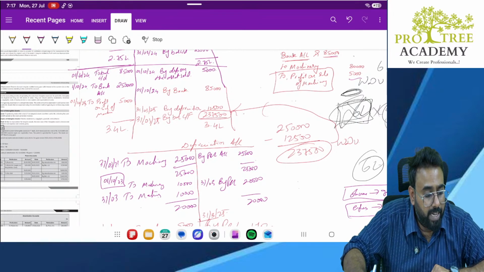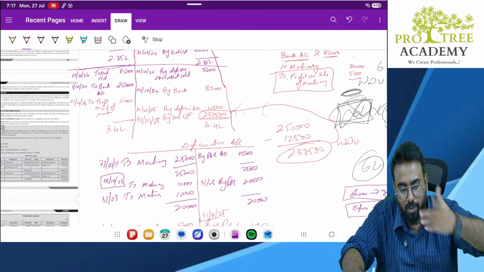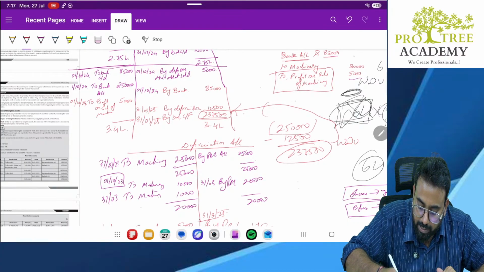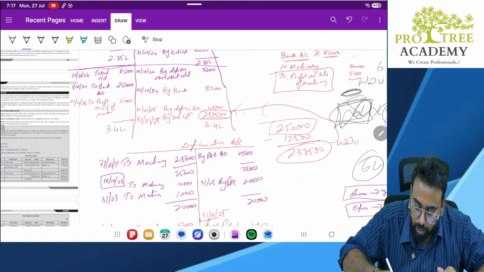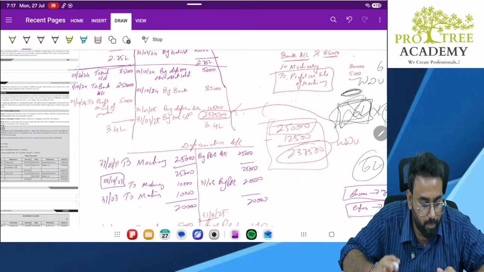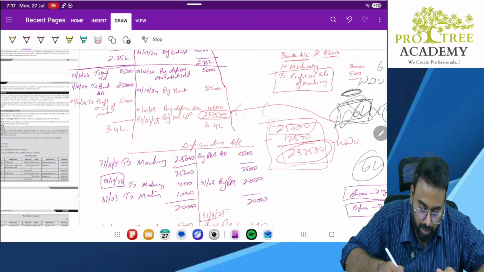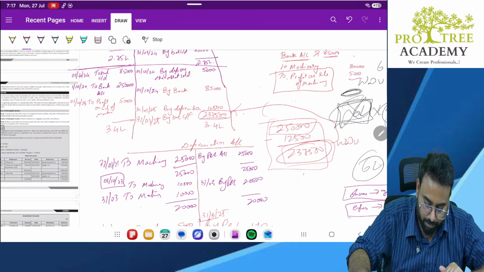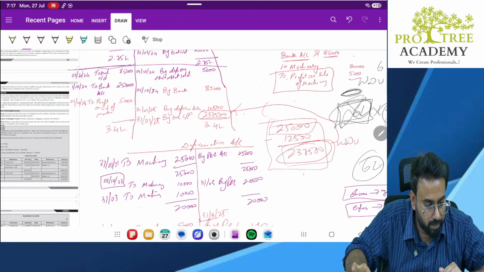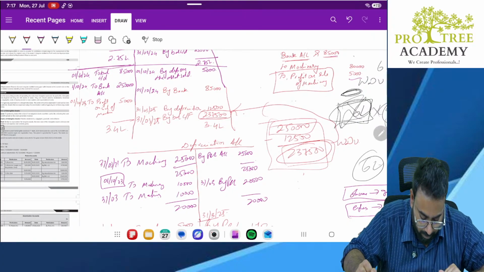Sir, what about remaining assets? Remaining assets are already sold, no? That will not come in WDV. The asset which is existing in the business will come to WDV. So what is existing? Only this asset. So what is the WDV of that asset? 2,37,500. So that is coming as our balancing figure.